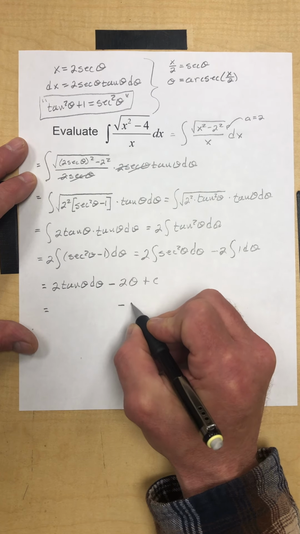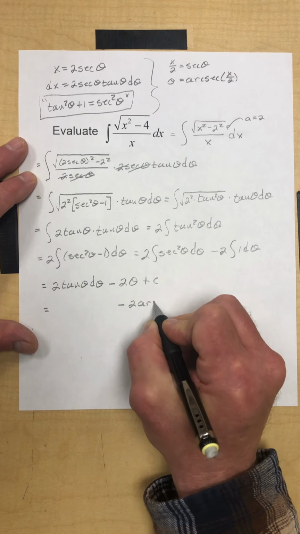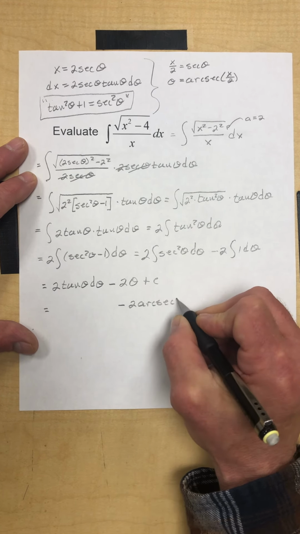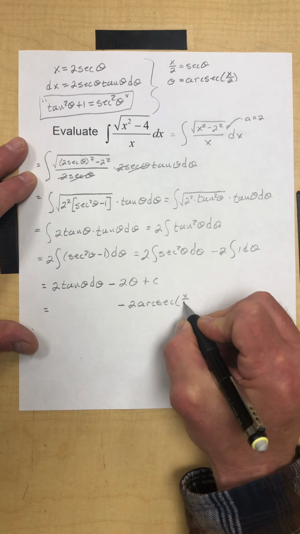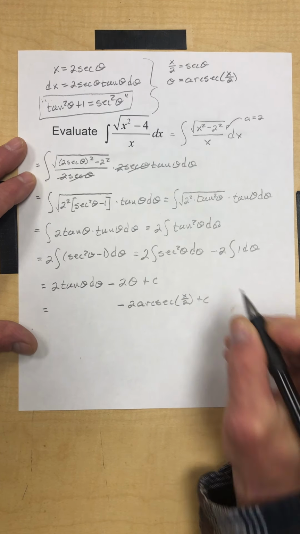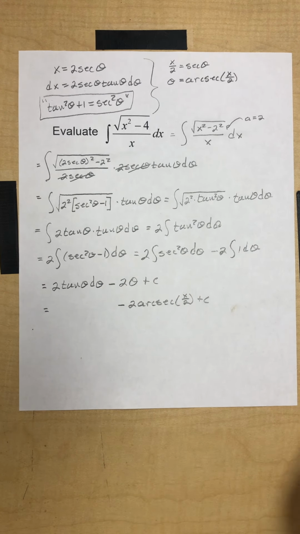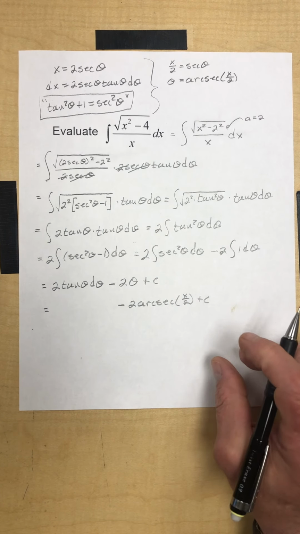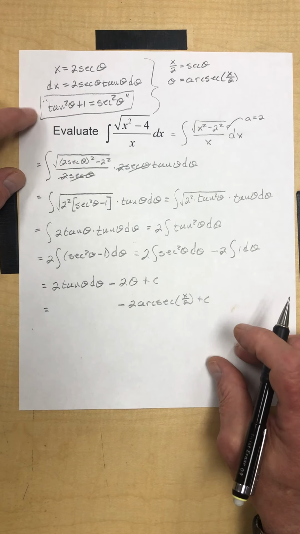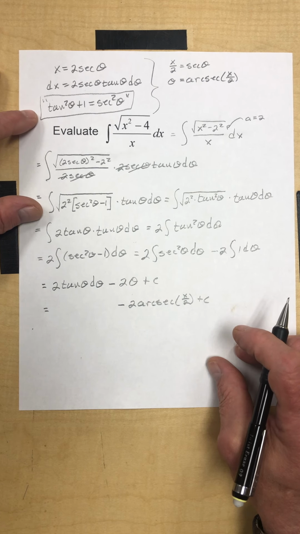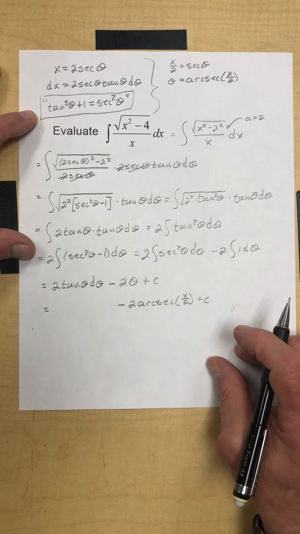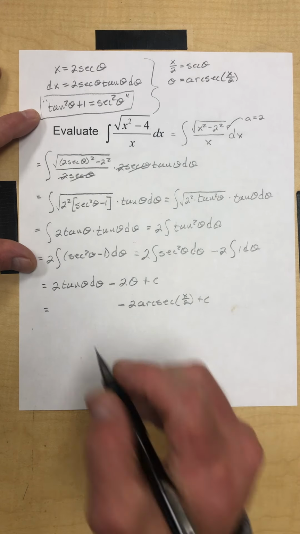So let's see, minus 2 times arc secant of x over 2. That takes care of that guy. Okay, now tangent theta. Well, I think I have to go here. Okay, back to my Pythagorean identity. And tangent of theta would be the square root of secant squared minus 1.